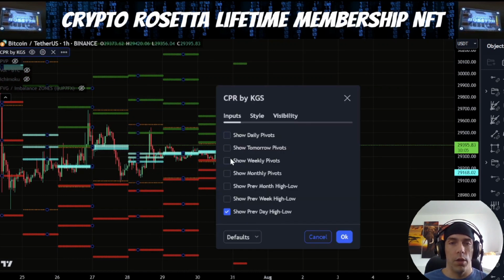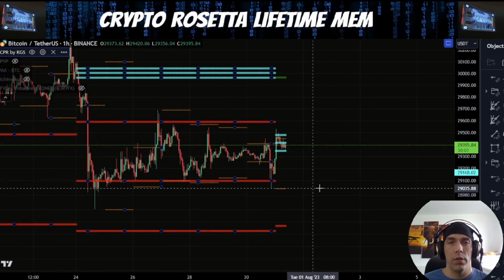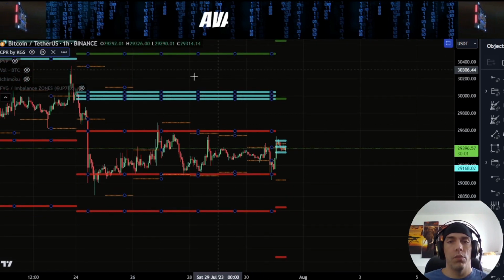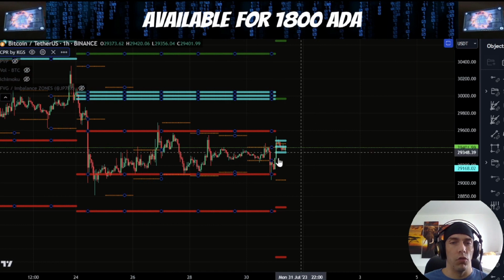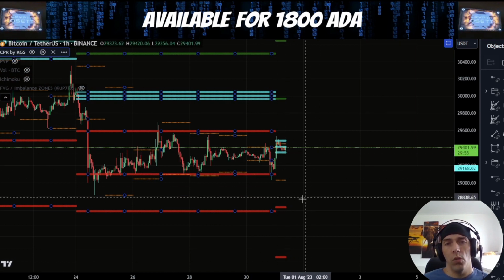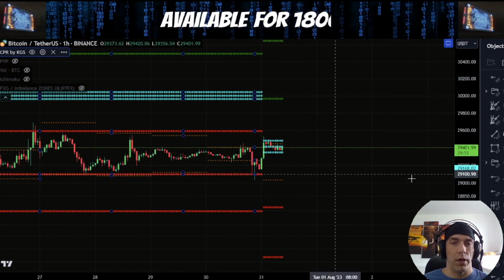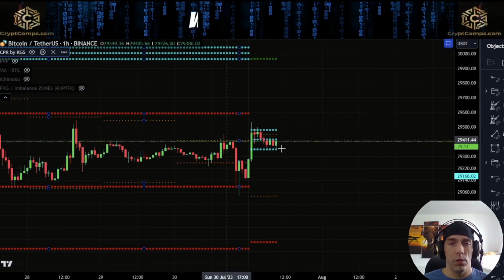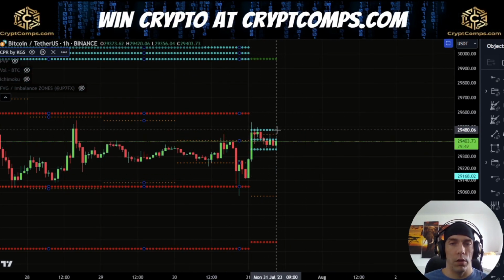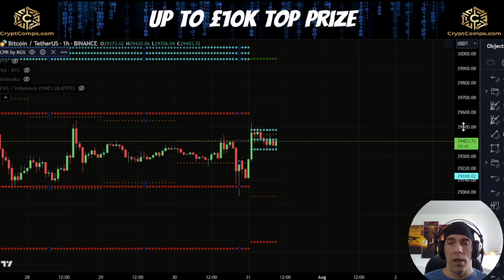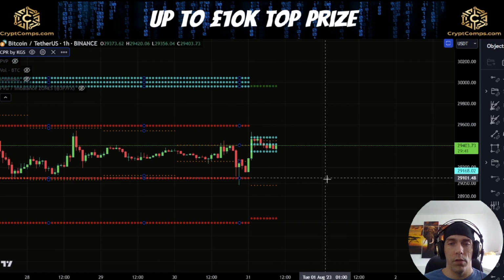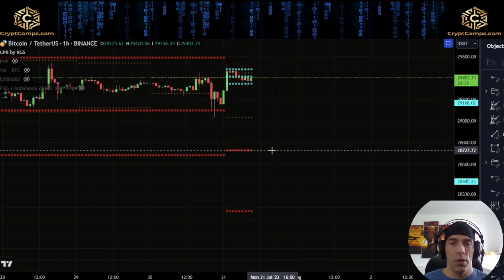Now, looking at the weekly pivots, we've got a new set of weekly pivots here. We can see that these have actually printed below the previous weekly pivot. So this is giving us an initial bearish bias here. What we need to see, however, is how price reacts to this zone. So we're currently still consolidating within these central lines, which are sitting between this 29,480 to this 29,348.